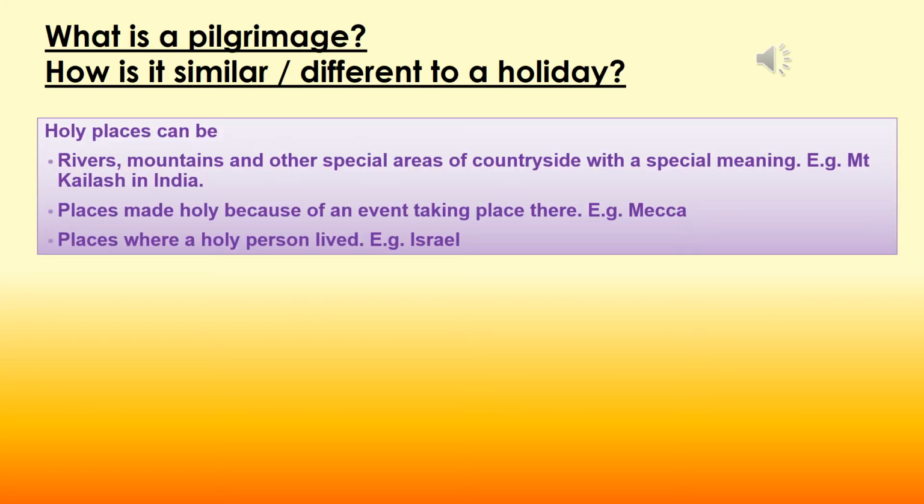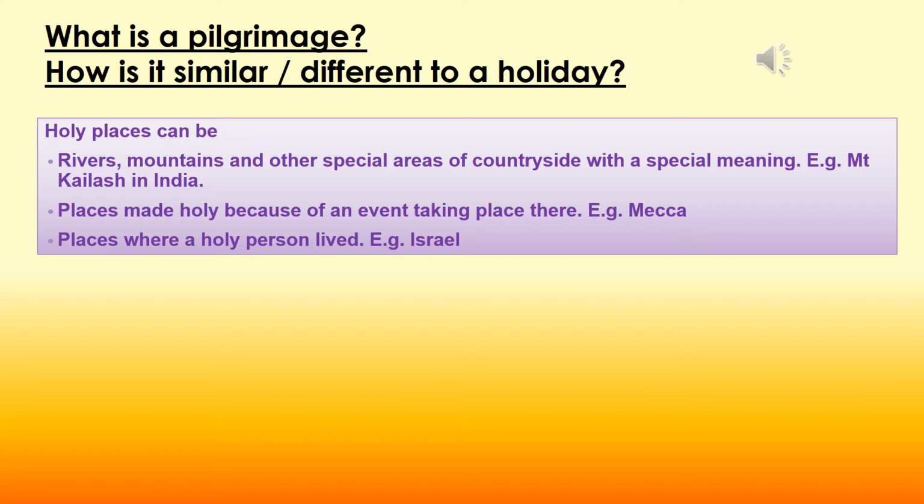Okay, I'd like you to make some notes from this slide, please. That means you don't have to copy down everything that's written, but there are some good examples here for you to get down of what a holy place might be counted as. So some religions have holy places that are rivers or mountains or other special areas of the countryside that have a particular meaning or a link to a belief or a legend or something like that.